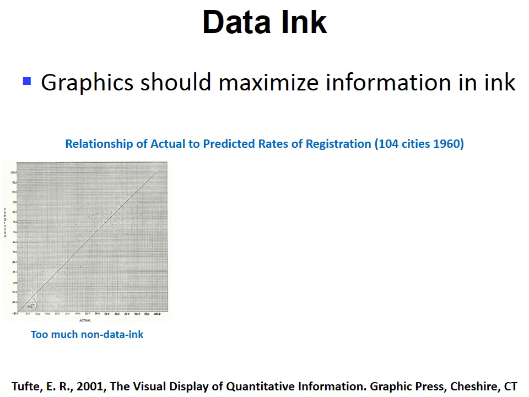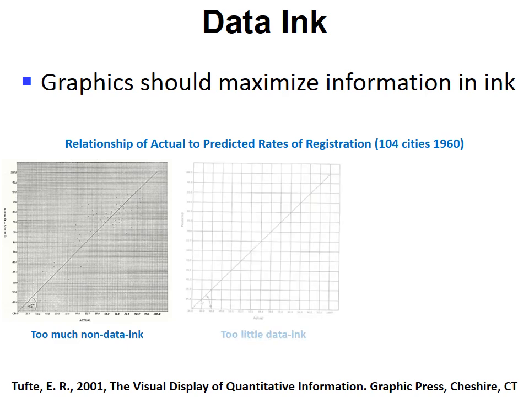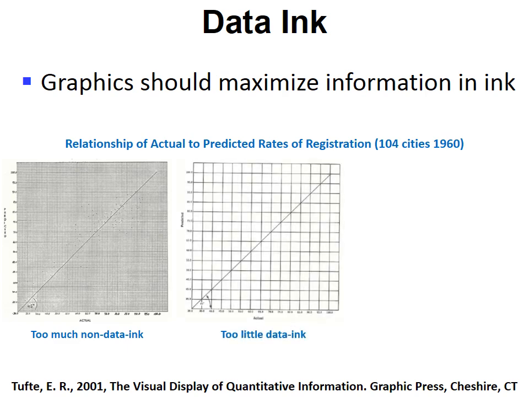The figures below show actual voter registrations on the x-axis versus predicted registrations on the y-axis for 104 cities in the year 1960. The figure on the left has excessive non-data ink from the dense grid lines that overwhelm the actual data points. The middle figure has insufficient data ink, only showing the trend line from the measured data as opposed to the actual measured data points themselves.